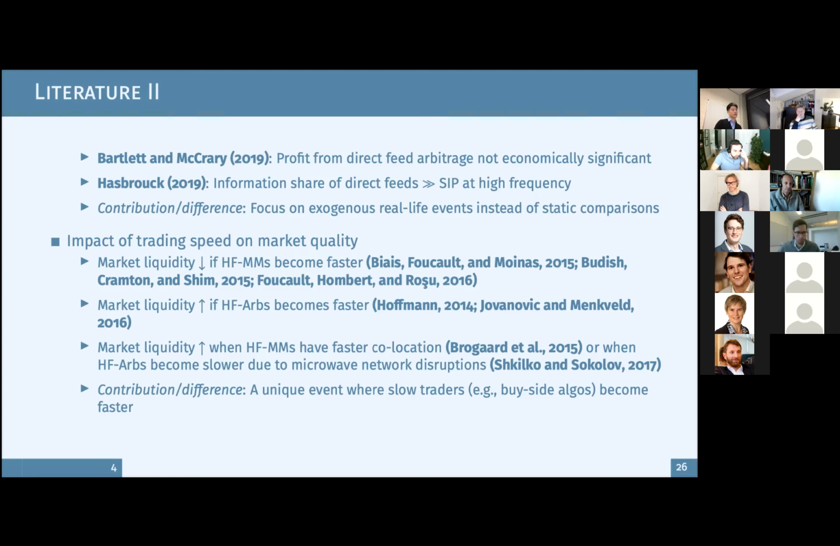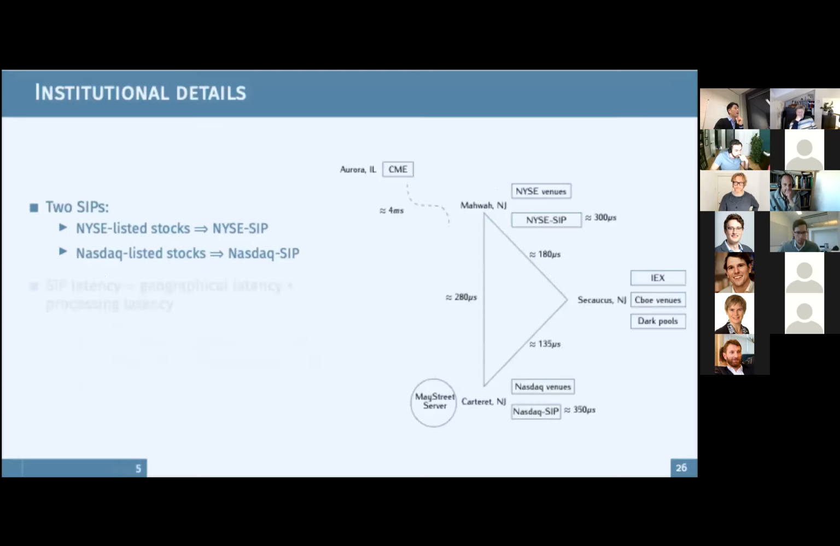So here I actually look at a unique event where the slow traders, especially those buy-side algos who actually use SIP feeds, become faster. And it's actually very clear to what extent that might affect the market quality. So just to make sure that everybody is on the same page, let me try to introduce some institutional details about the SIP in the US market.